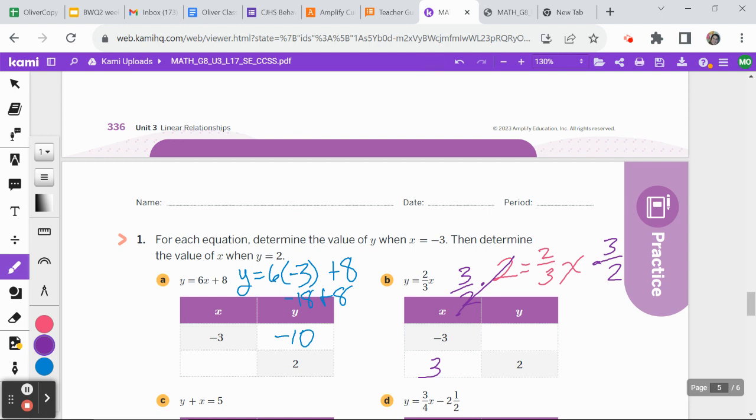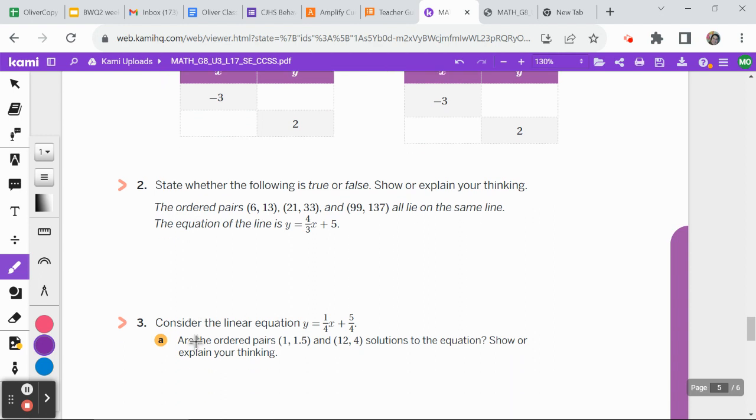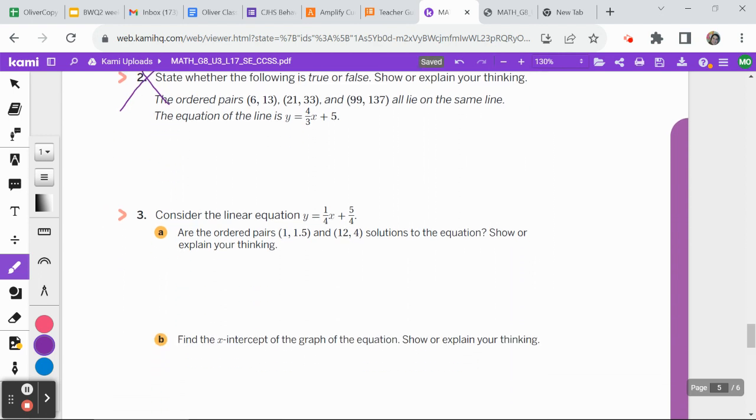I'm going to skip problem 2. You need to do these other 2 tables as well. All right, so we're going to skip problem 2, and it's because we got 3 and they're really big numbers that have to work with fractions. So I just don't like it.